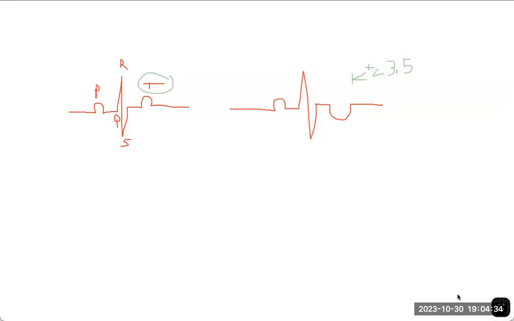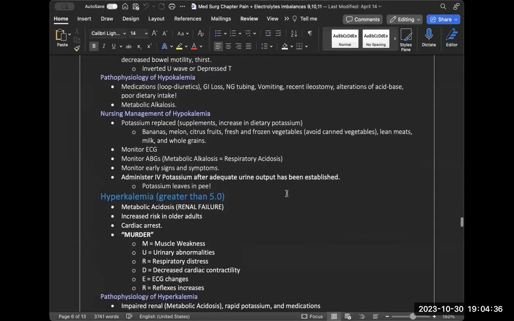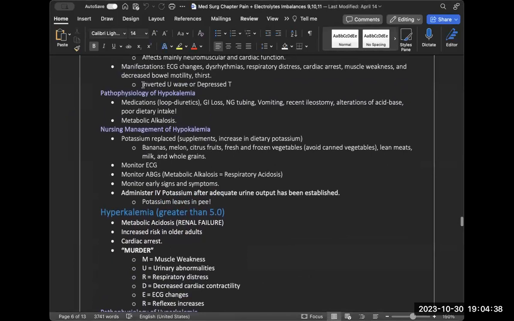So going back to my notes, we really want to watch out for this inverted U wave, or what we call a depressed T wave. Causes can be medications like diuretics, which always cause lower electrolyte levels, vomiting, NG tube suctioning, or something like that. But if this is a med-surg focus exam, we're going to look more at the interventions. And if this is a patho focus exam, you want to know the types of things that might cause a problem with hypokalemia.